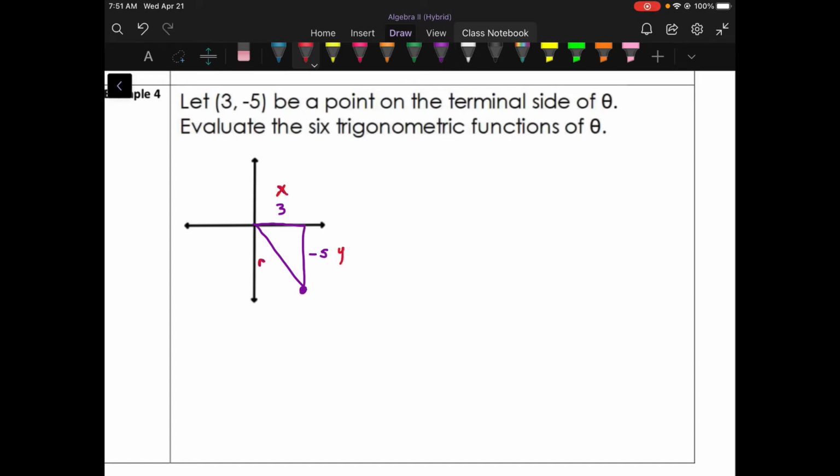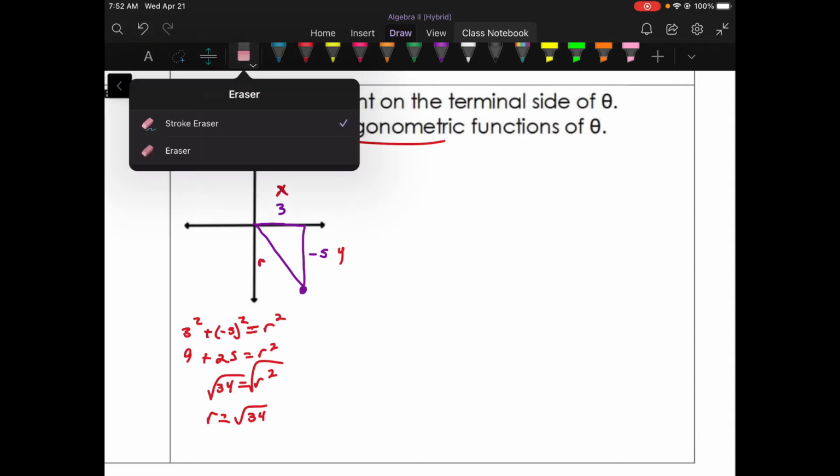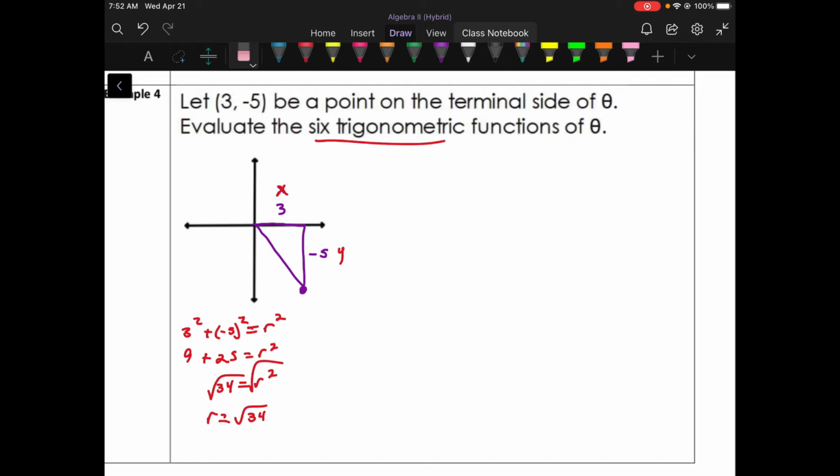We need to find r, so we use the Pythagorean theorem. So 3 squared plus -5 squared equals, I'll call it r this time. 9 plus 25 is r squared, so 34 equals r squared. And when we evaluate the 6 trig functions, again, directions should say, but we're looking for exact answers, which means no decimals. So if I take the square root of 34, what I'd have to do is try to break it down. And you can try, but it does not break down. So my radius is just the square root of 34.